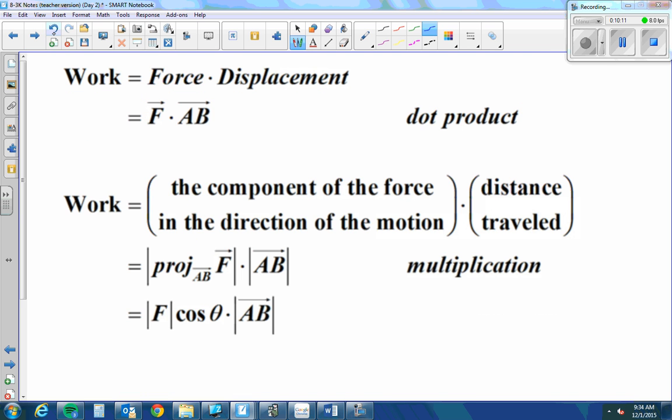All right, on to work now. And so listen, this is the main thing. Work is the force in the direction of motion times the distance traveled. It's those two numbers, okay? Here's another way of expressing it: the projection of the force onto the displacement is what I'm looking for. But just for the record, displacement is a vector, and the magnitude of displacement is the distance, right?